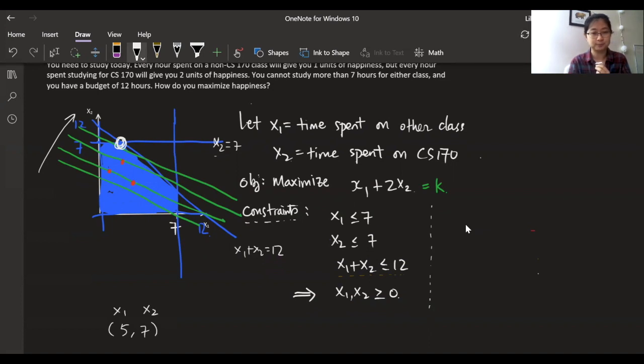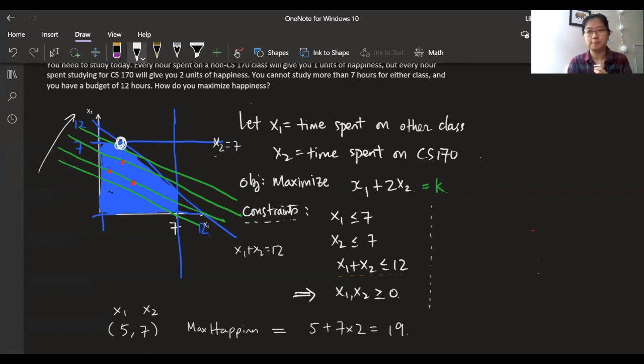So now you can say that the optimal value, your value of happiness, is max happiness, which is just 5 plus 7 times 2, which is x1 plus 2x2, and you'll get 19. So this is a great way to solve this. I hope you got that.